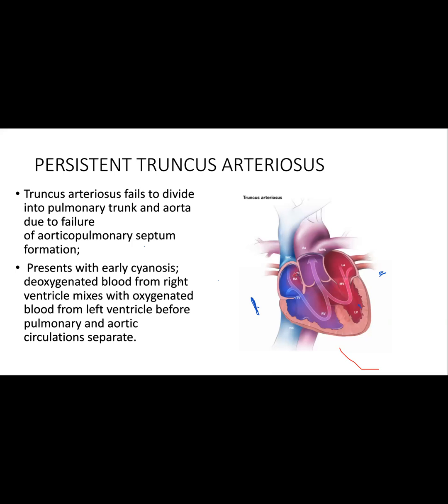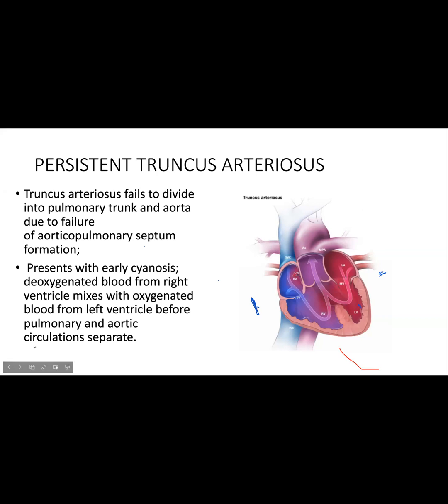It is ejected through this common valve of the trunk, into a single great artery. And then later on, this trunk is split off into the aorta and the pulmonary artery. So when deoxygenated blood mixes into the systemic circulation, it often presents as cyanosis. Again, cyanosis is a bluish purple discoloration of the skin, and it can be seen in the baby within the first few days after birth.